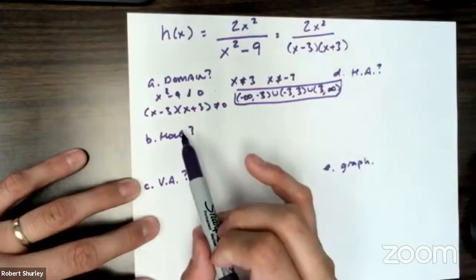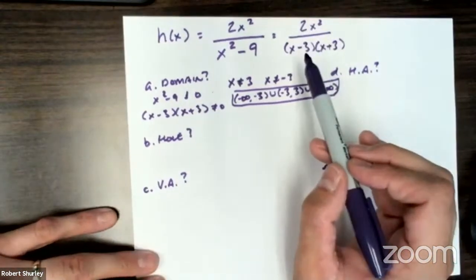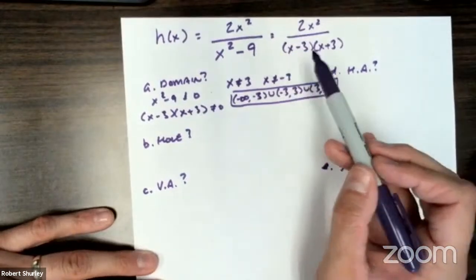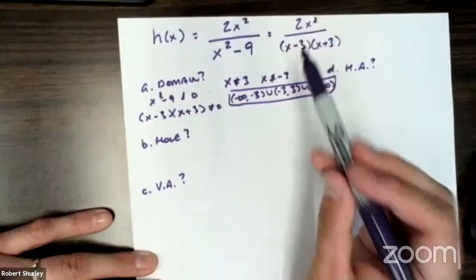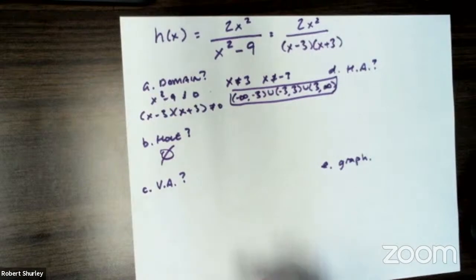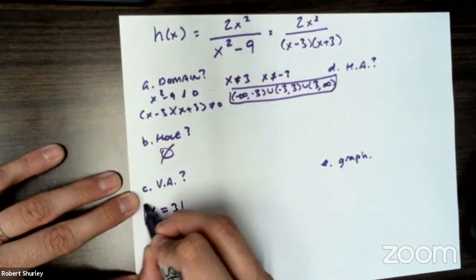Now notice nothing cancels with the numerator. 2x squared is kind of just by itself. It's definitely not a binomial. Both of these are binomials, x minus 3 and x plus 3. So nothing cancels. We don't have a hole here, so I need a circle with a line through it, just meaning no solution. We don't have holes, but we do have our 2 vertical asymptotes, x equals 3 and x equals negative 3. Yes, I got that right.